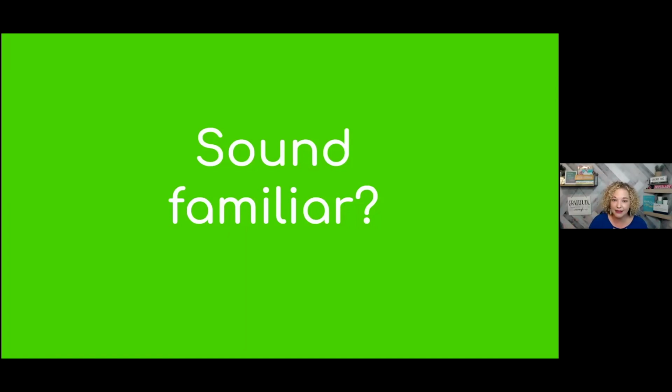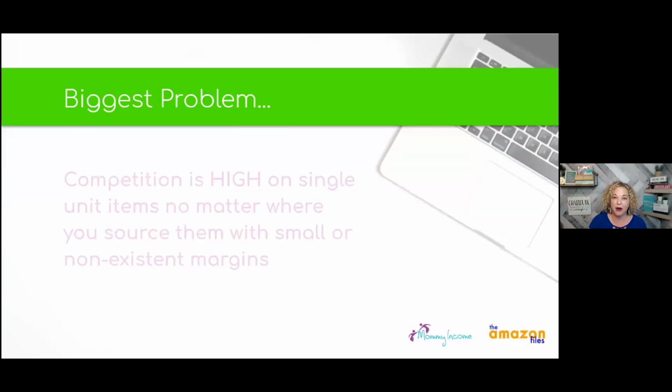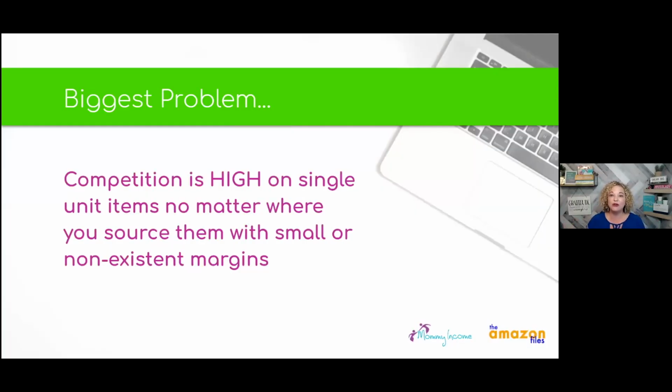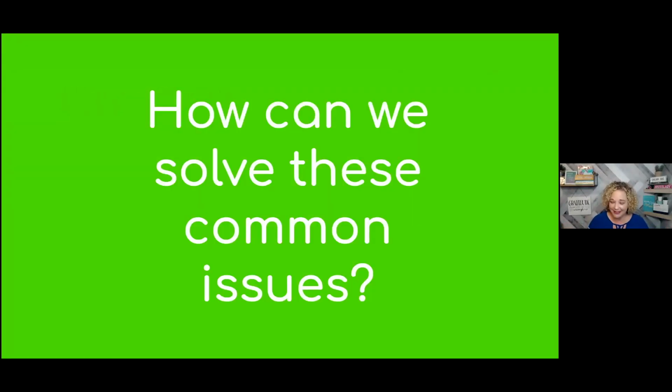Now what? The biggest problem with all of these things, with single unit wholesale items, with retail arbitrage, is that competition is high on single unit items no matter where you source them, with small or non-existing margins. Hello, negative $1.92 on Shopkins, the most popular thing in the world at the time. So how can we solve this problem?